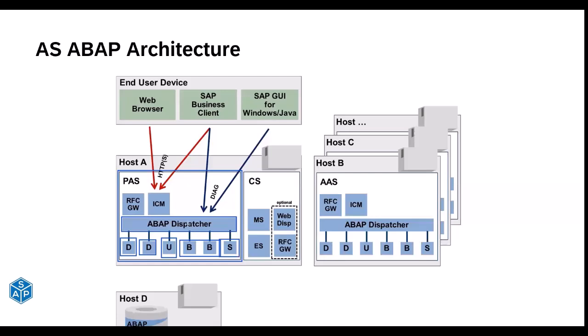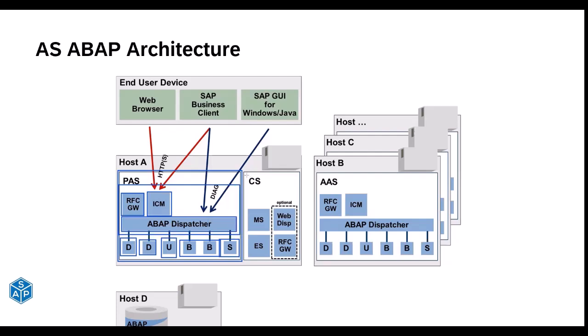So within this dispatcher, you have different work processes. Work processes cater to different types of requests. If it's a spool request, it will be handled by the spool work process. If it's a dialog request, it will be handled by the dialog work process. And then inside this, you also have the ICM, Internet Connection Manager, and your RFC gateway. These are the different important processes of your primary application server.